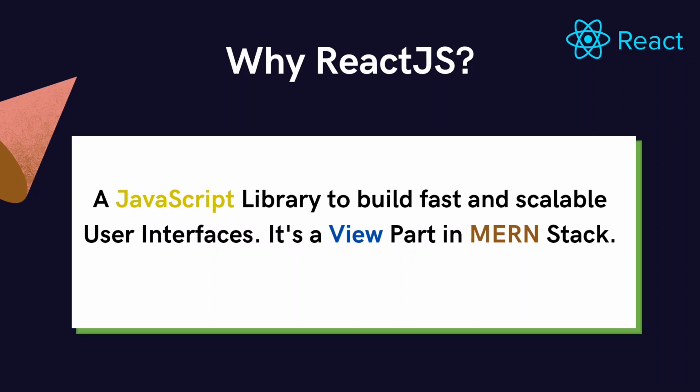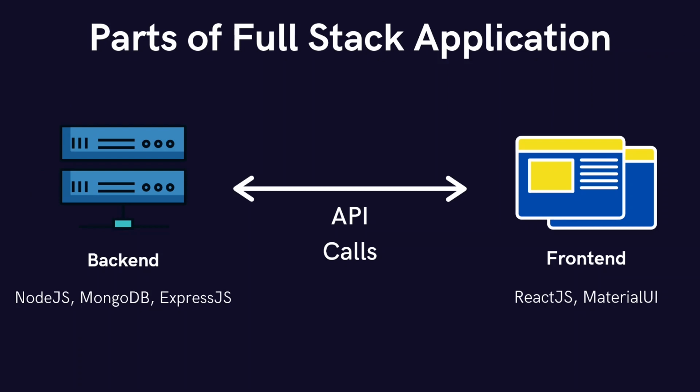And about the MVC pattern, the model and the controllers are in Node and Express.js, and are built with Node, Express and MongoDB. So now there will be the parts of the full stack application. There will be the backend, which will be built with Node.js, MongoDB, Express.js, and some libraries, and it will call the API, and then it will just render the data, and the front end will be built with React.js and Material UI.